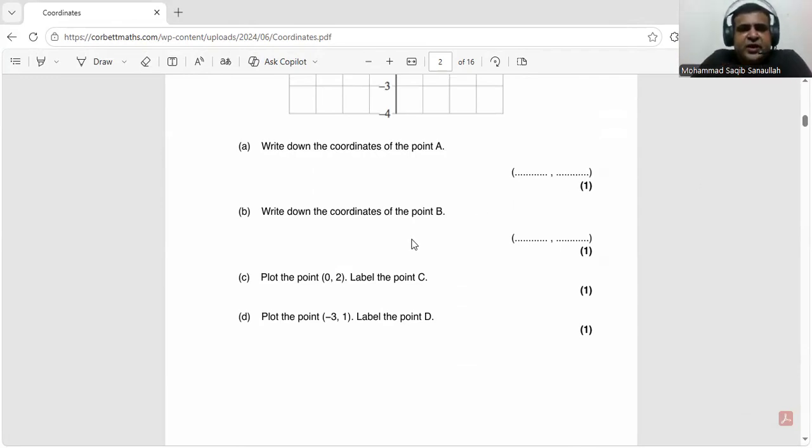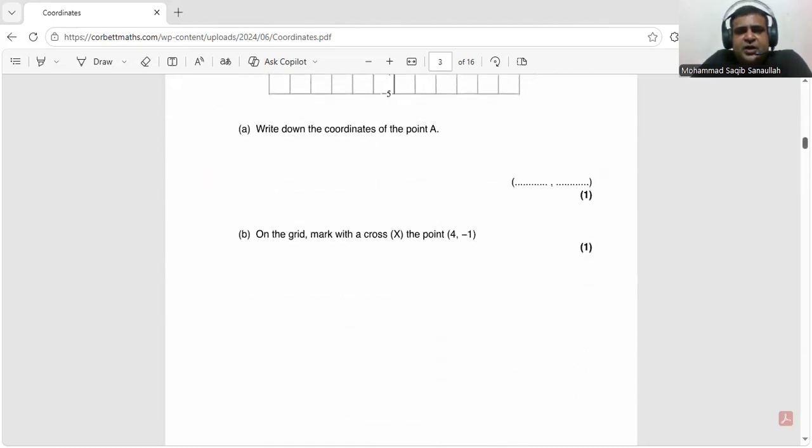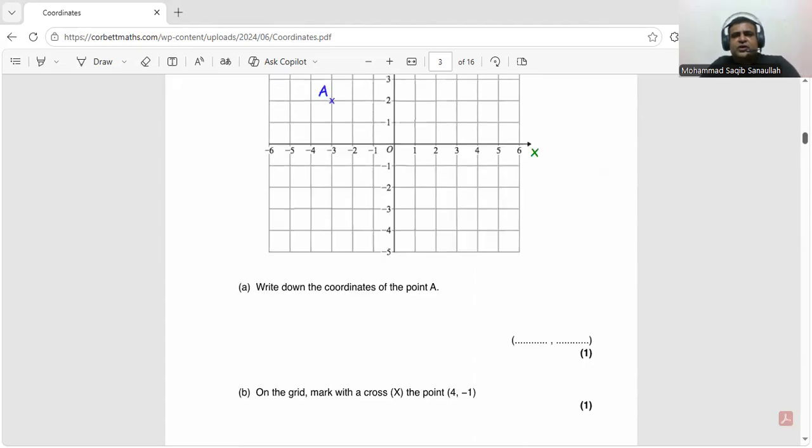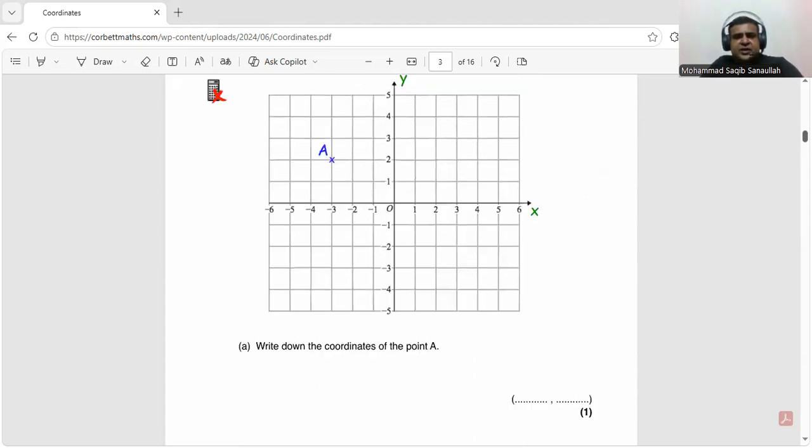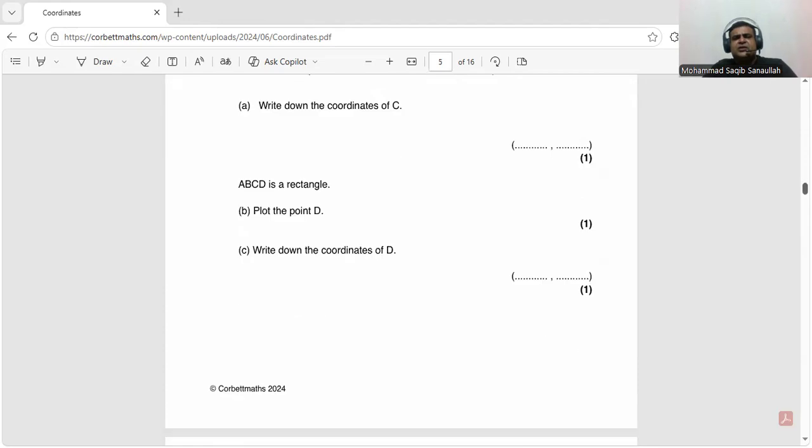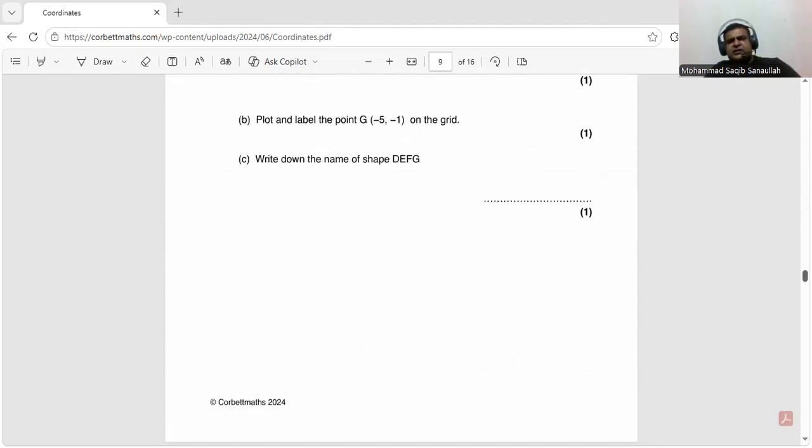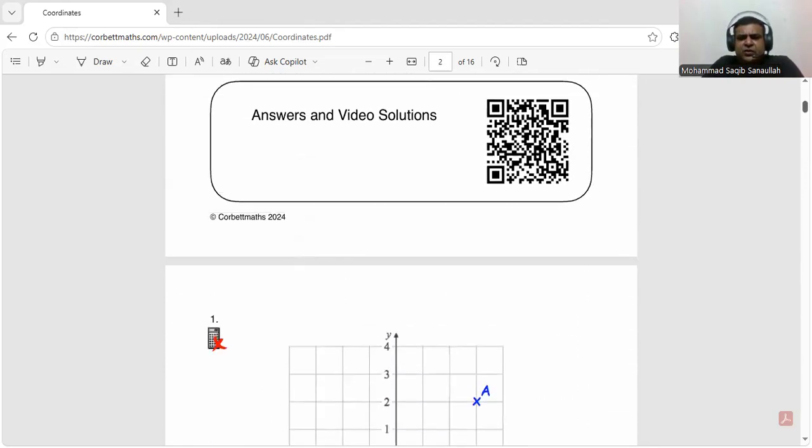Then they're saying write down the coordinates of B, coordinates of A, one mark each. Plot the point 0, 2 label C. Plot the point -3 label D. So you need to know how to plot the points. Write down the coordinates of A. So coordinate of A is -3 and 2. Things like that. So there are some difficult questions too. We will be practicing all of that.